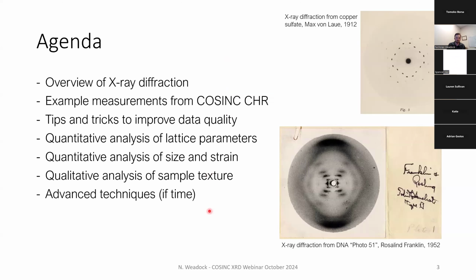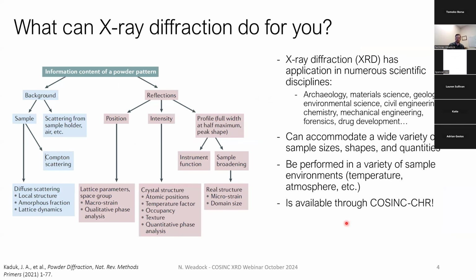And this technique, X-ray diffraction, has been around for quite a while. This image here is a diffraction pattern of a copper sulfate crystal that Max von Laue took in 1912. And then this here is probably one of the most famous X-ray diffraction images of DNA taken by Rosalind Franklin back in 1952.